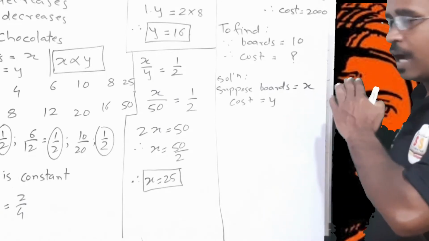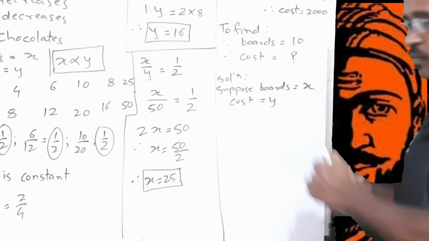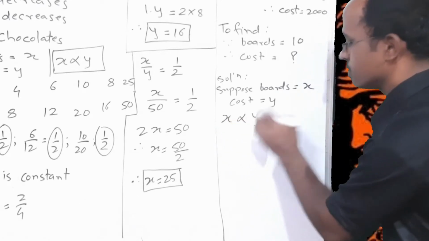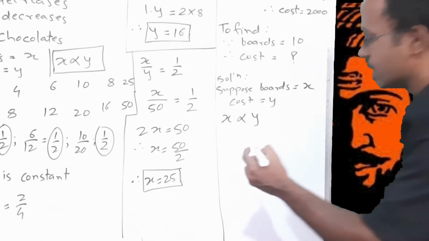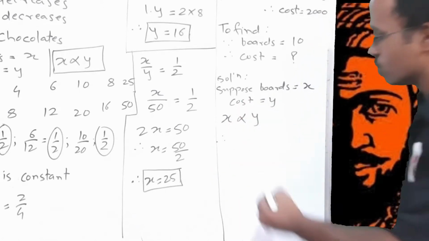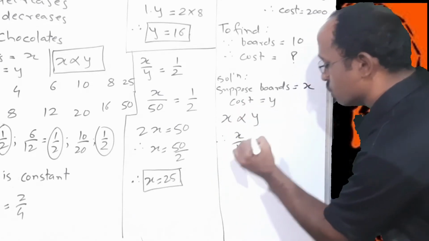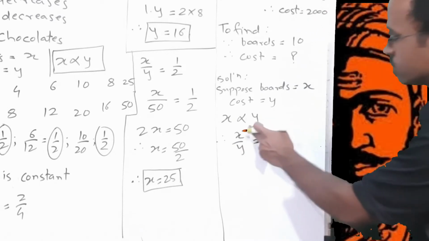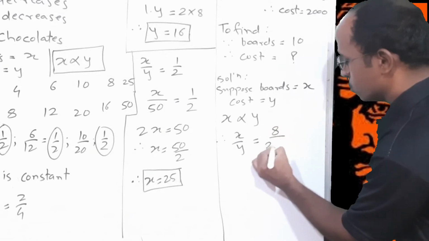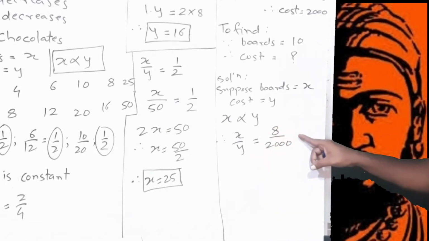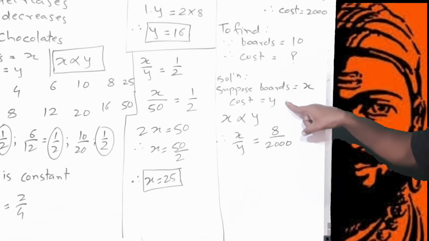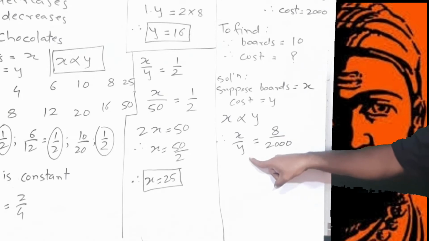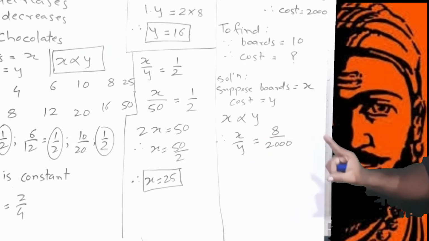Second step, we have to identify the variation. Variation is direct variation. So let's write it in the style of direct variation. X varies with y directly. Clear? Therefore, now we have to write the equation. Equation is x upon y is equal to, when boards were equal to 8, cost was equal to 2000. So x upon y is equal to 8 upon 2000. So what we did? Identified two quantities, then wrote their proportion, then wrote the equation of the variation.